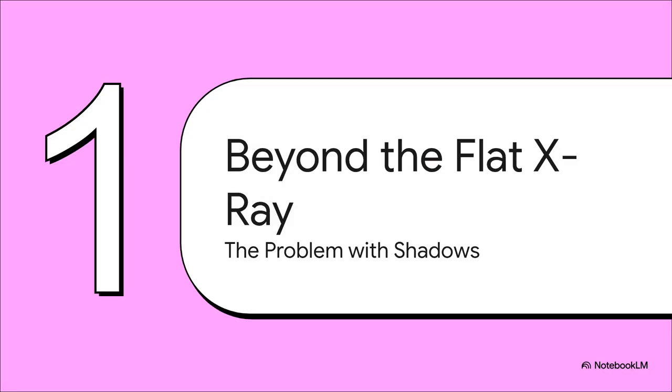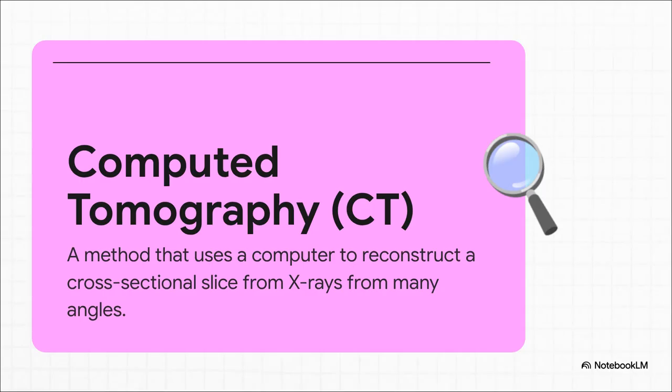So, the biggest issue with a flat X-ray is called superimposition. Basically, everything is layered on top of everything else. A rib might obscure a tumor in the lung, or dense organs might hide a subtle fracture. It's just really hard to tell what's in front and what's behind. And the solution is computed tomography. Instead of one flat shadow, a CT scanner takes hundreds of X-ray snapshots from all around the body and uses a powerful computer to mathematically assemble them into a clean cross-sectional slice. It's really the difference between trying to read a closed book versus just opening it to a single page.